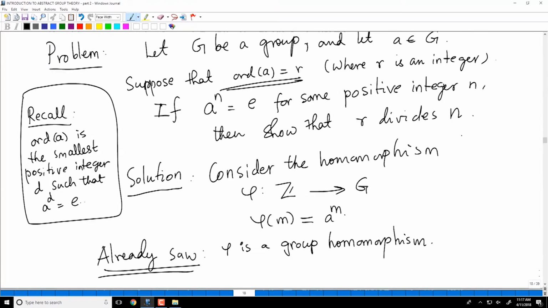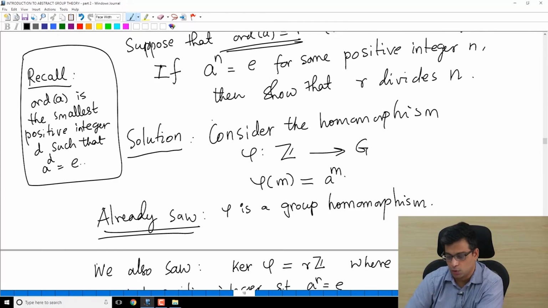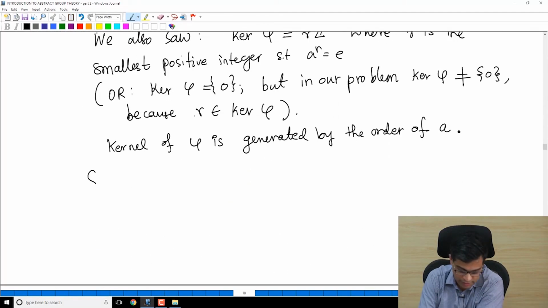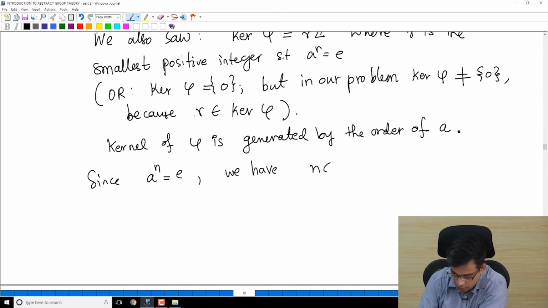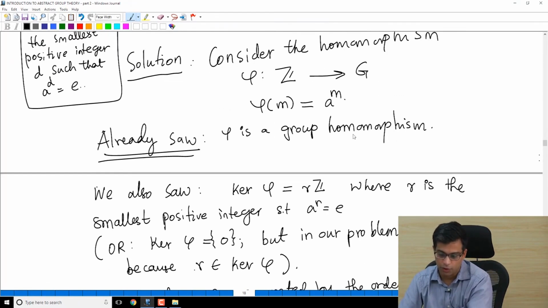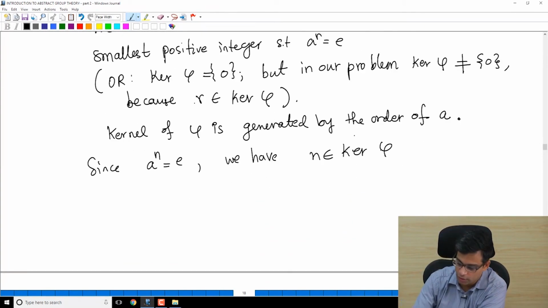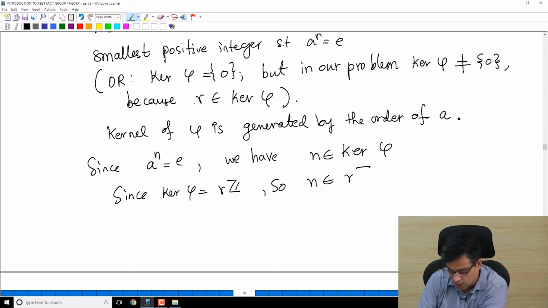Okay, now let's look at the problem more carefully. R is the order of A and a power n is equal to identity for some integer n. Since a power n is identity, we have that n belongs to kernel phi, right? Because phi sends m to a power m. So phi of n is a power n, which is identity. So n belongs to kernel phi, but kernel phi, as we discussed earlier, is Rz. So n belongs to Rz.